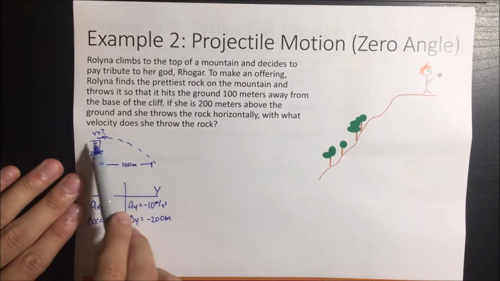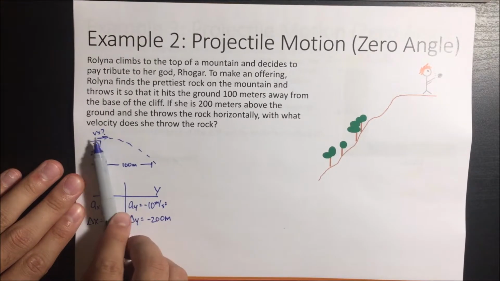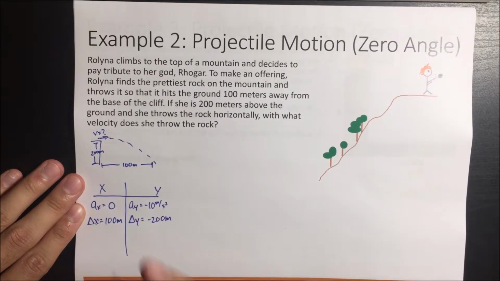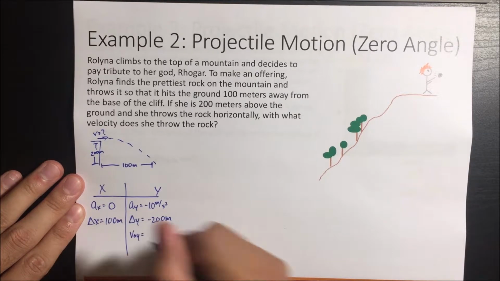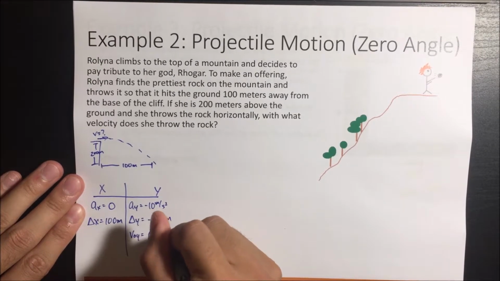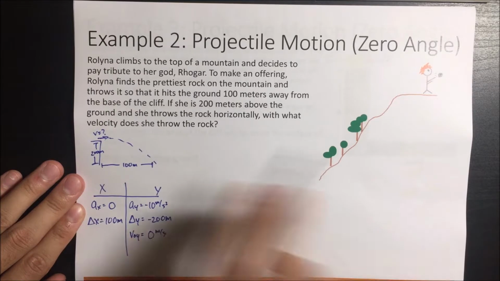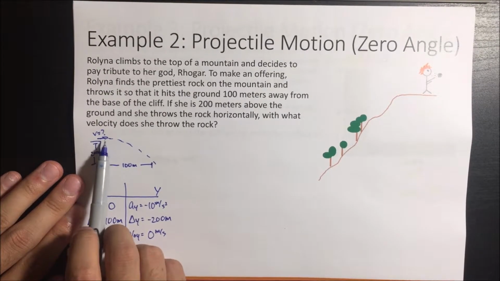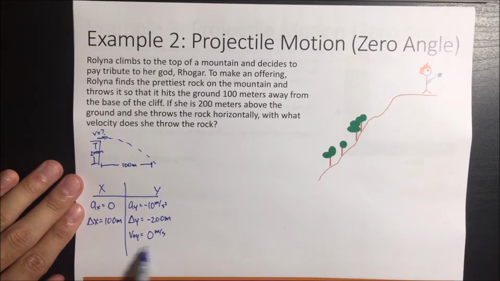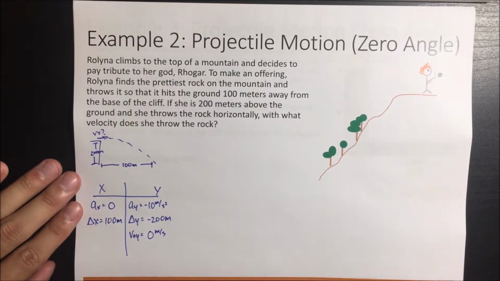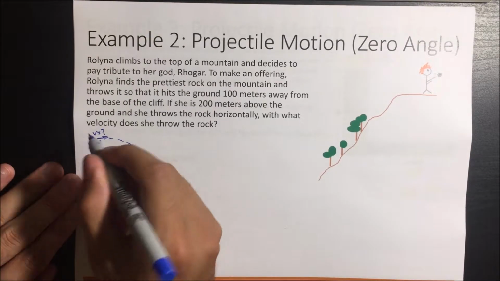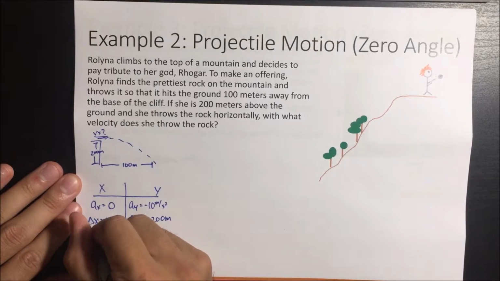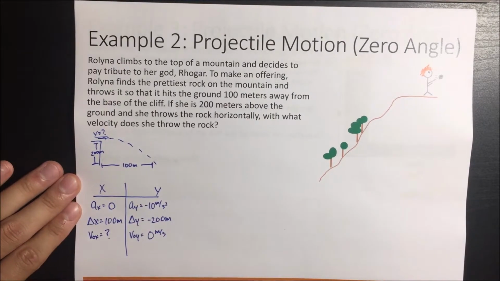However, there's another thing. We know that she throws this rock completely horizontally. What that means is the initial velocity in the y direction is going to be 0 meters per second. This is because she's throwing in the x direction only, so at the beginning the rock isn't moving at all in the y direction, so the initial velocity in y is 0. What we're looking for, however, is the velocity in the x direction, because she throws it in the x direction, so we're looking for the initial velocity in the x direction.